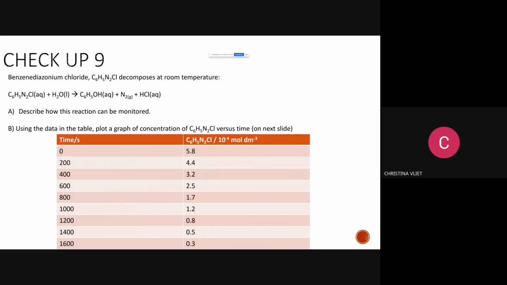How could we actually monitor this reaction? What kind of measurements could we take to figure out what's going on, to measure the rate of reaction? What could we measure on the product side specifically that could help us figure out the rate of reaction? We could measure the volume of the gas. Yes, you can measure the volume of gas being produced.